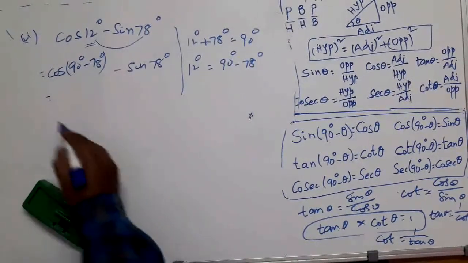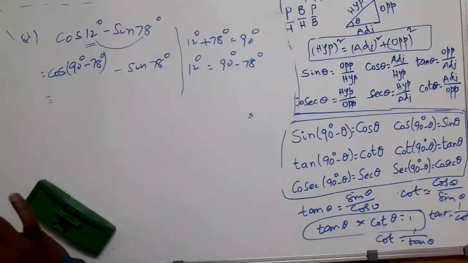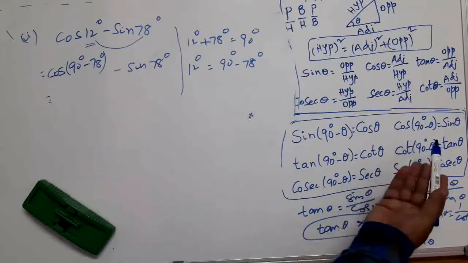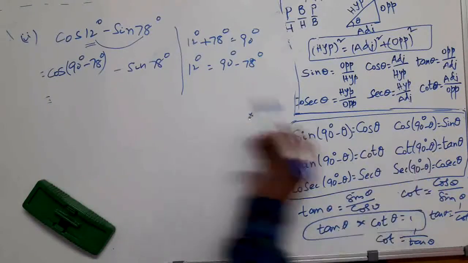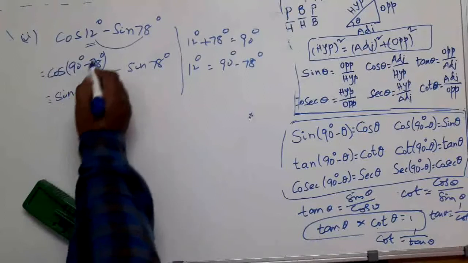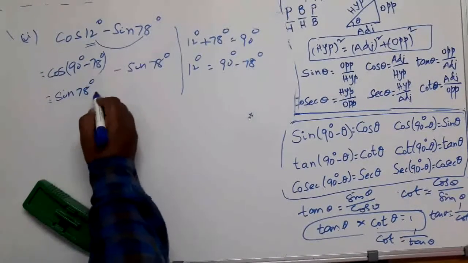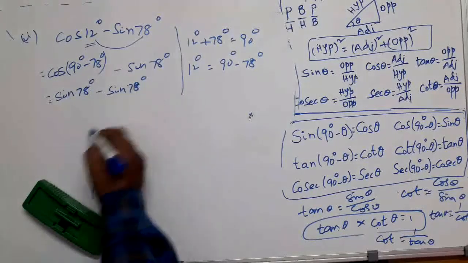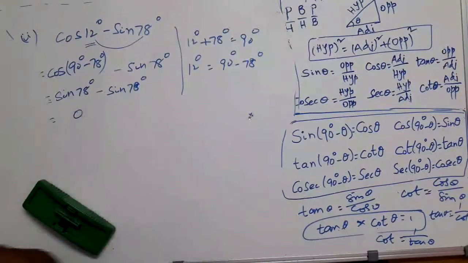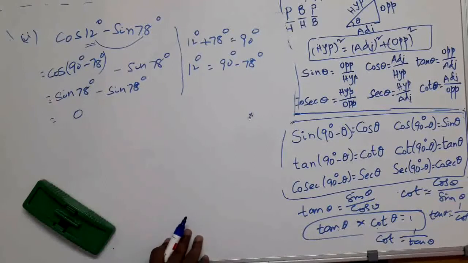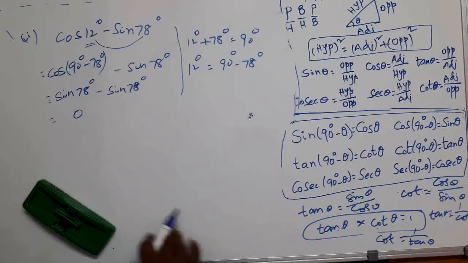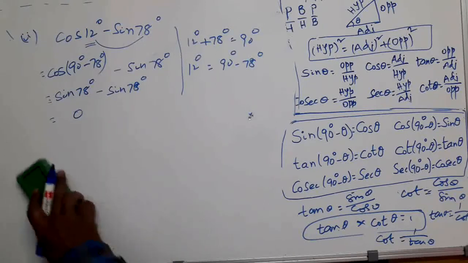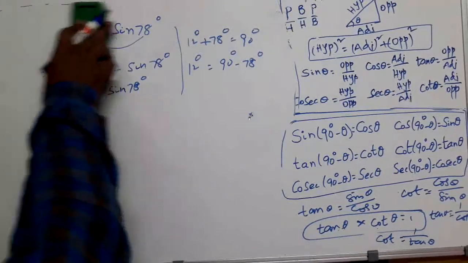Now this is of the form cos of 90 degrees minus something. Cos of 90 degrees minus something can be written as sine of that something. Right? So this is sine 78 degrees. Minus, of course, sine 78 degrees is already there. These two are equal. So your answer, the difference, is 0. Right? This is the answer for that part. Next part. Next, third part.